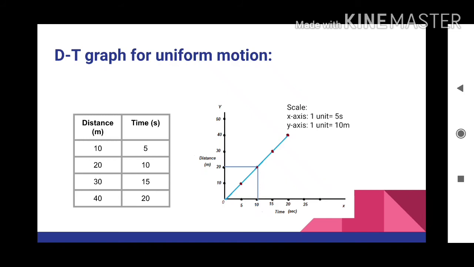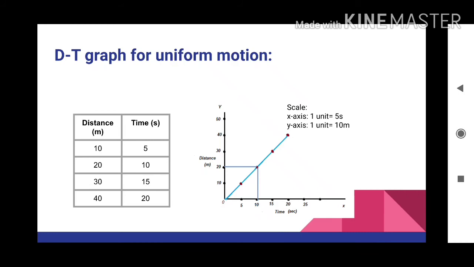So here, look at the scale. On the x-axis, 1 unit, that is 1 block, that 1 centimeter which you take, don't call it a centimeter, it is a unit. 1 unit is equal to 5 seconds. Similarly, on the y-axis 1 unit is equal to 10 meters. So here you can see this is the graph of a uniform motion.